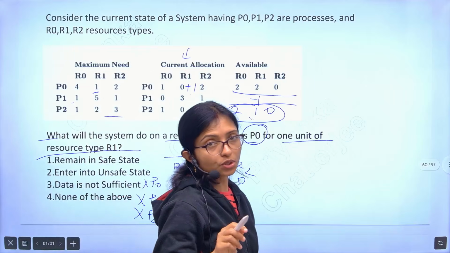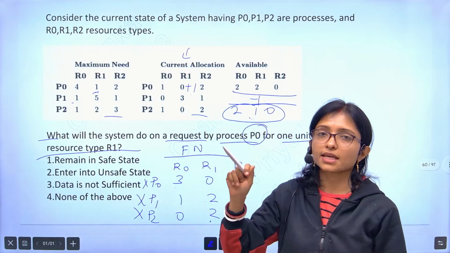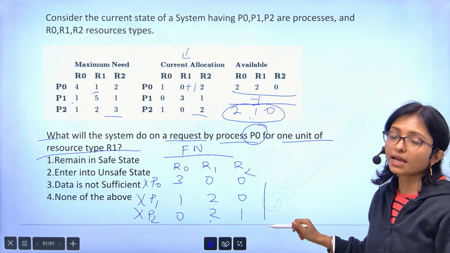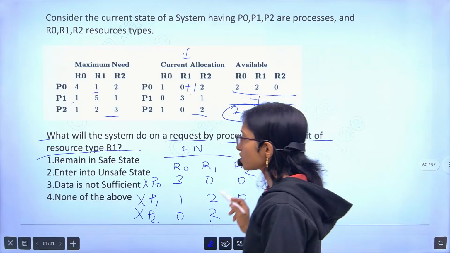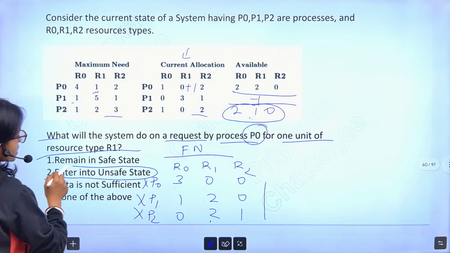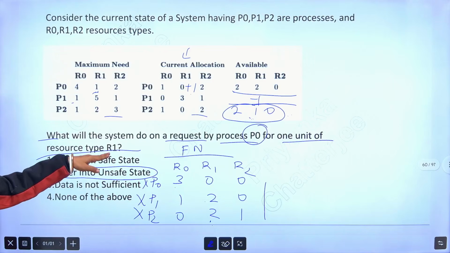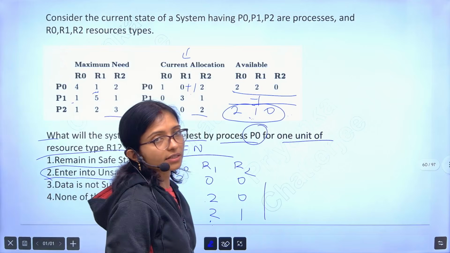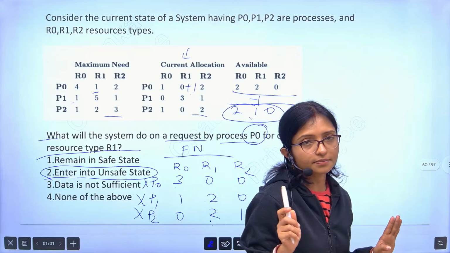Previously I was able to satisfy. I was able to make the safe sequence. Now any one of them with this availability I am not able to satisfy. That's why now it enters into an unsafe state. After this requirement, this is entering into unsafe state. Got it? This is Banker's algorithm.